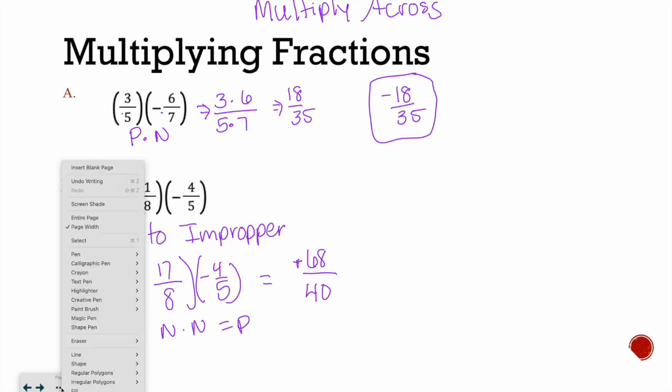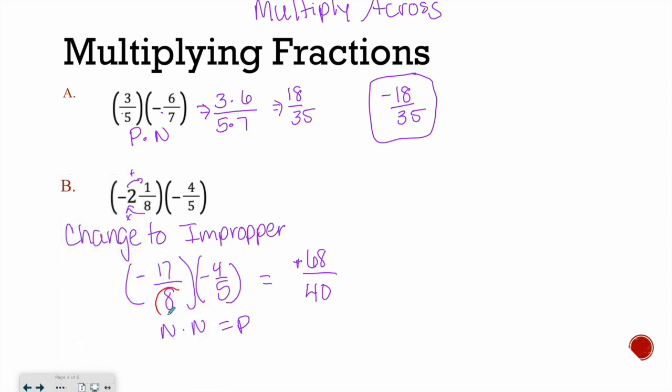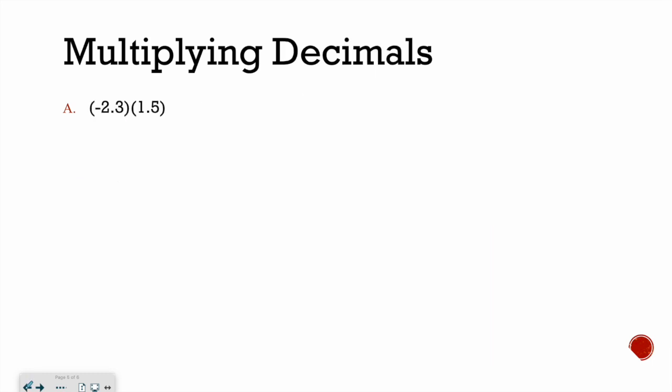Now, both of those are even, so I know I can divide by 2. But also, if I look at the numerator and the denominator, I have a 4 and an 8, and so there's a common factor of 4 for those. So I'm going to actually divide by 4. And we get 17/10, or 1 7/10. And then multiplying decimals.